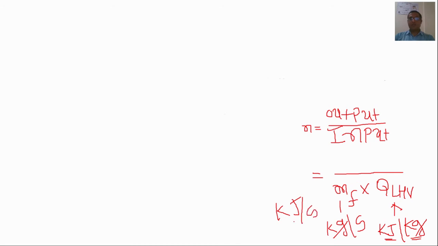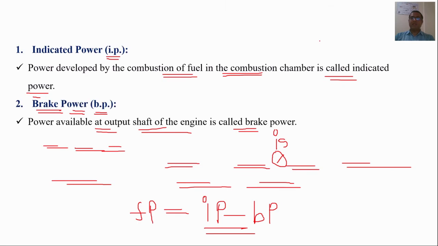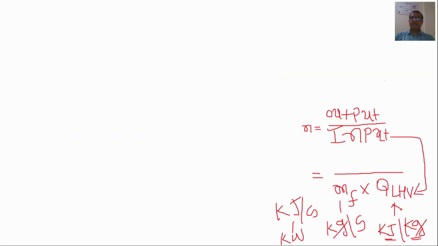Kilojoule per second, and kilojoule per second we know that it is kilowatt. So this is the input to the engine. So here you can indicate a diagram, you can show that input is energy supplied by fuel. And in case of engine, energy supplied by fuel is given by input, and input is MF into QLHV.